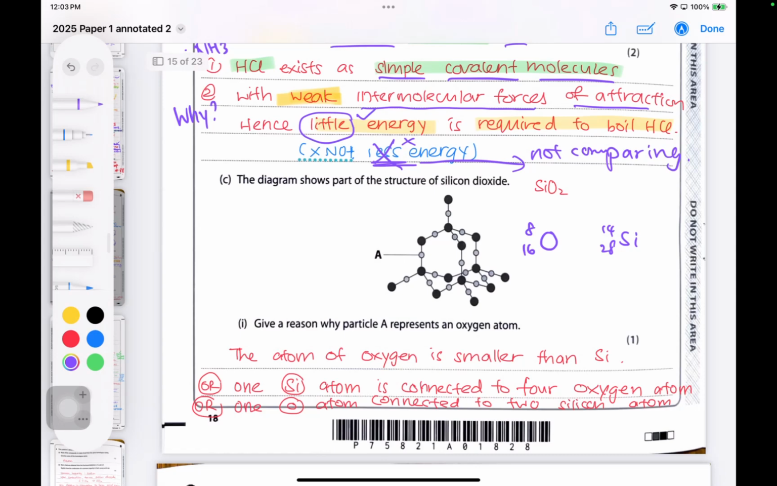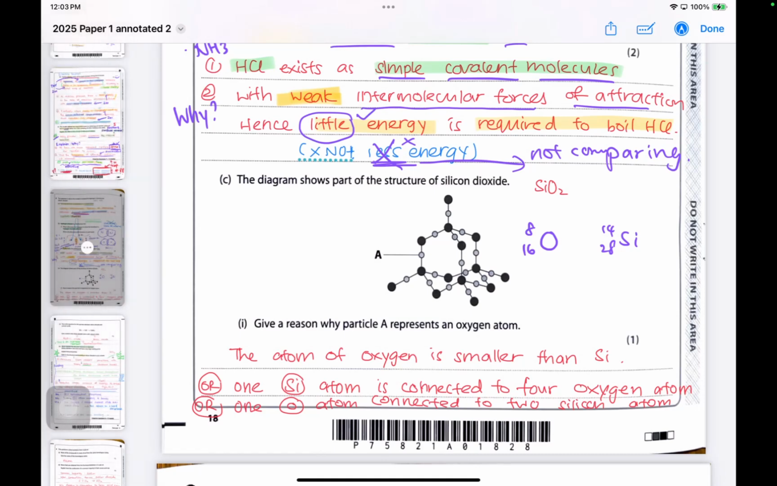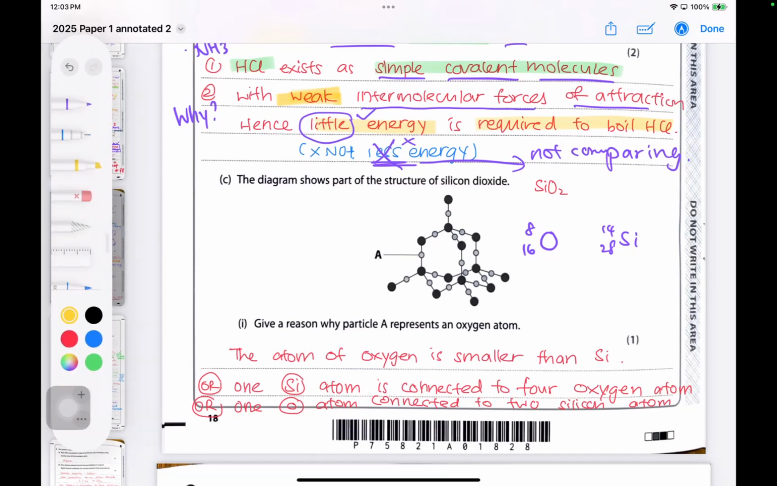This one is really interesting. It came out and stunned a lot of students. I remember I've got one student who texted me immediately after this paper, and he said, oh, this 1 mark question caught me off guard. So this question here is on silicon dioxide. You would have seen this under giant covalent bonding.